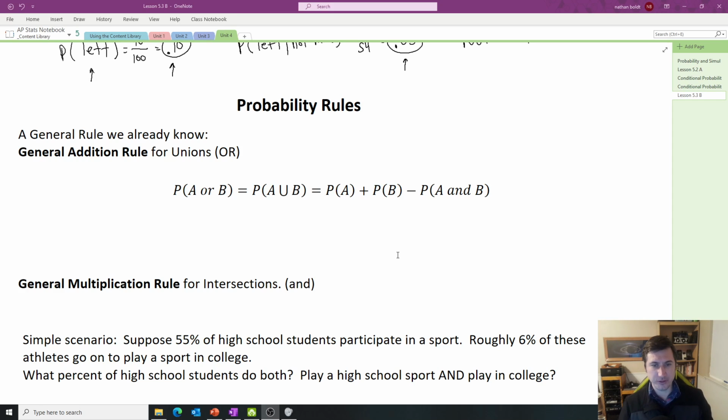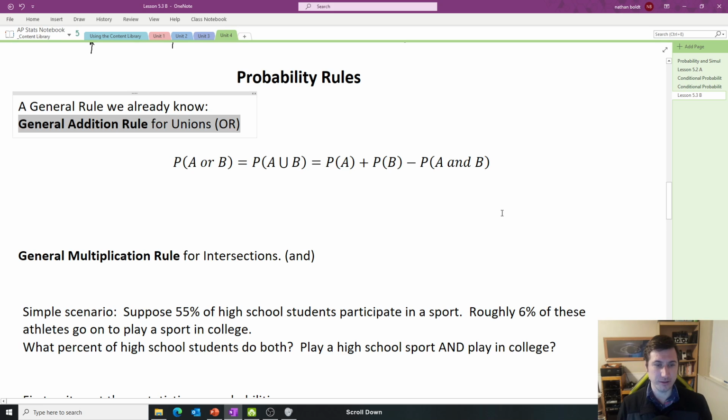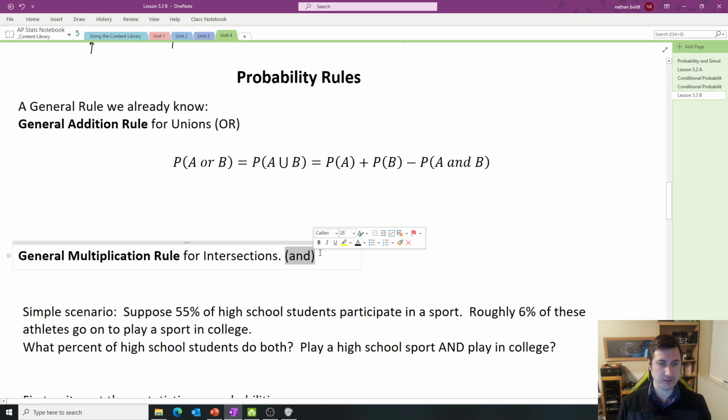I ended the other video with just independence. And so this will give us another chunk here about our probability rules. We've got a couple already. The first one we learned was the general addition rule for unions, the probability of A or B. So we got that one already. Put it here again for us. We did our conditional probability rule last time, but now it's time to do one for "and," the intersection of two events. How do we find a general rule to get the intersection of two events?